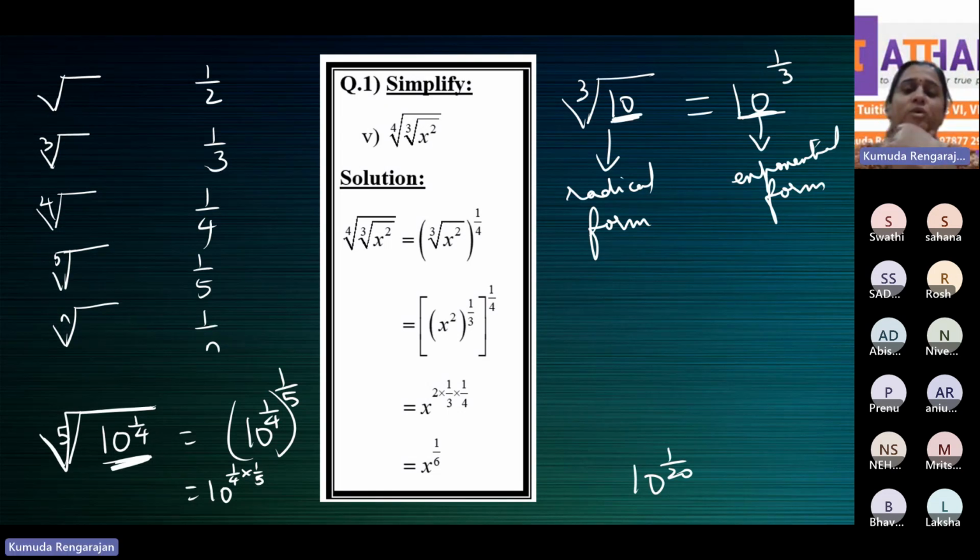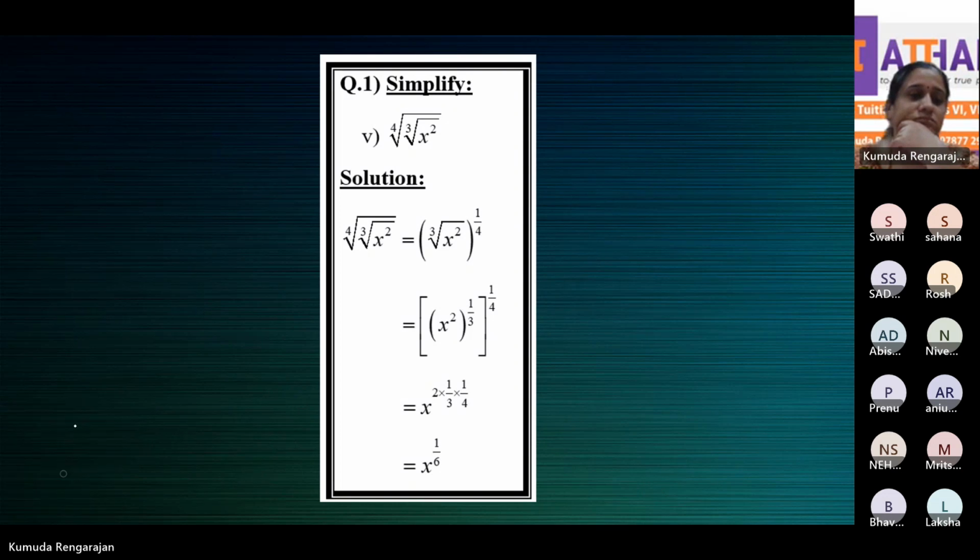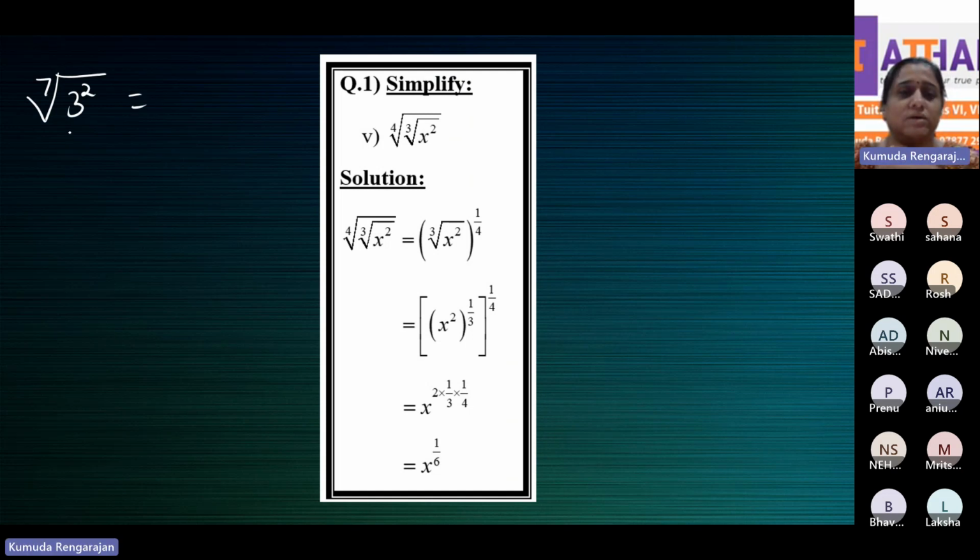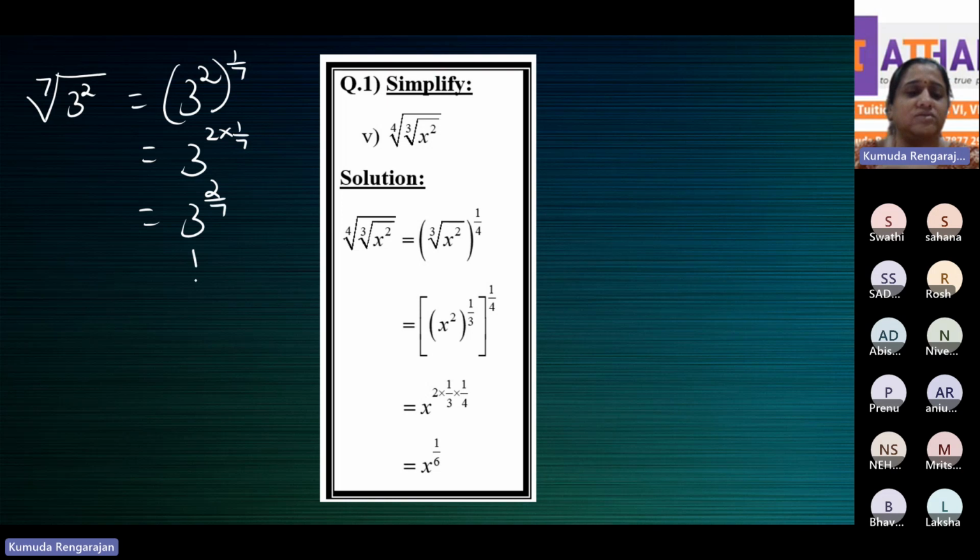Radical form, exponential form. Seventh root of 3 square is equal to, this is the radical form. In the exponential form, it will be, write 3 square as it is. The seventh root will become the whole power 1 by 7. So this is nothing but 3 to the power 2 into 1 by 7. Multiply the powers. So that is equal to 3 to the power 2 by 7. This is the exponential form. This is the radical form.